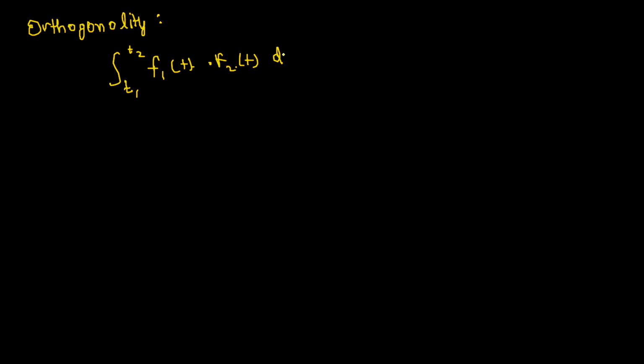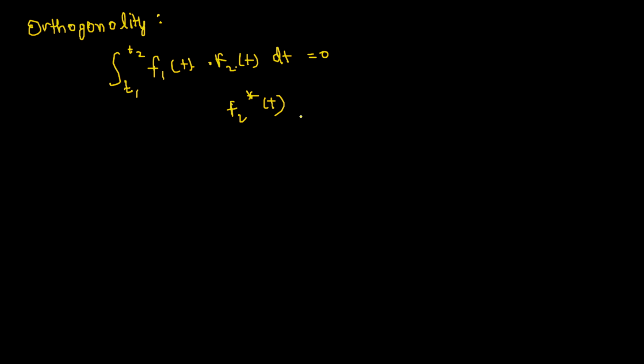So the next topic is orthogonality and orthonormality. Here the questions are very direct: they will give you two curves or two signals and ask you to check whether they are orthogonal or orthonormal. So the condition for orthogonality is integration of t1 to t2 f1 of t into f2 of t dt is equal to 0, right?